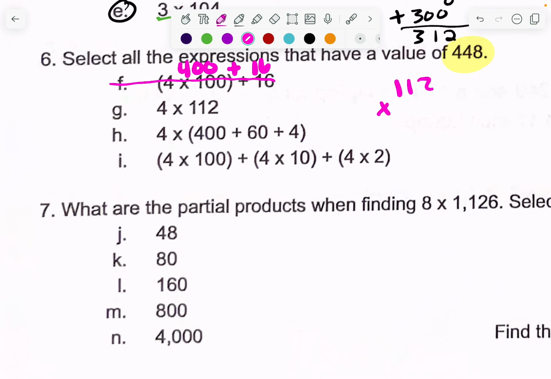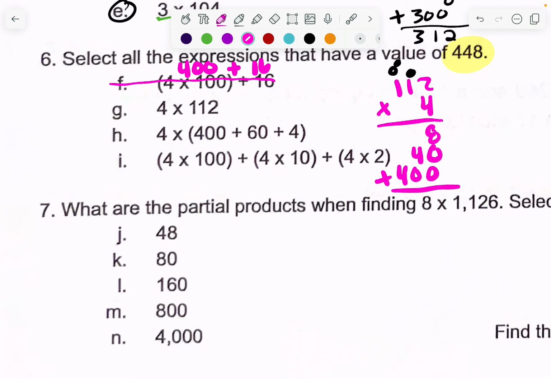112 times 4. I'm going to solve this. 4 times 2 is 8. I need to add my magic zeros because of the place value. Then I have 4 times 1, which is not 4 times 1, it's 4 times 10, which is 40. And then 4 times 100, which is 400.